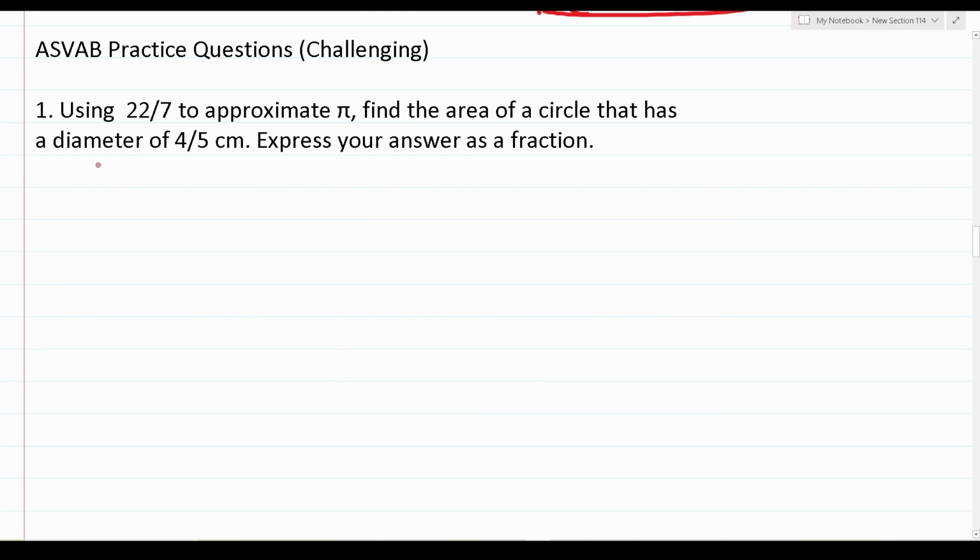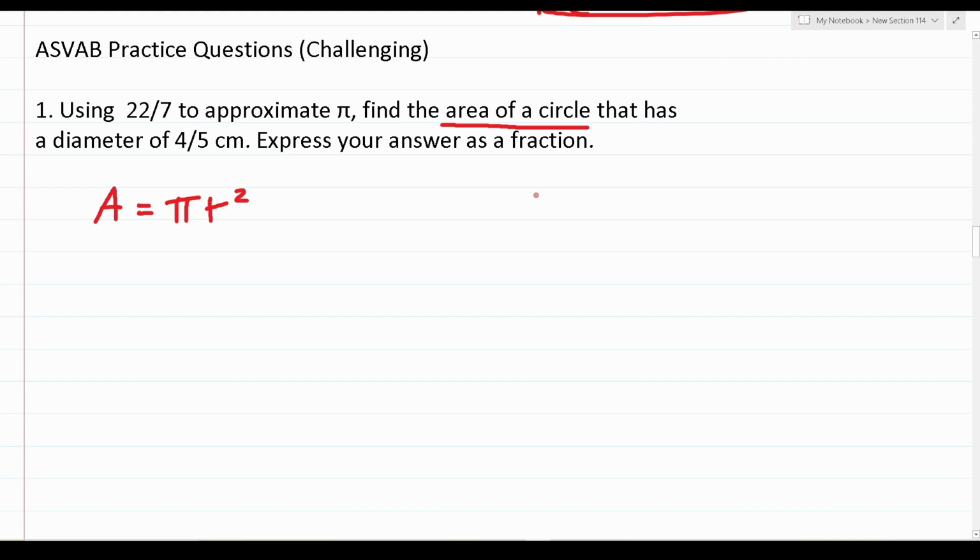All right, so this first question says, using 22/7 to approximate pi, find the area of a circle that has a diameter of 4/5 of a centimeter. Express your answer as a fraction. All right, so first things first, we know we're going to be finding the area of this circle, and there's only one formula we can use to find the area of a circle. Notably, area is equal to pi r squared, where r, of course, refers to the radius of a circle.